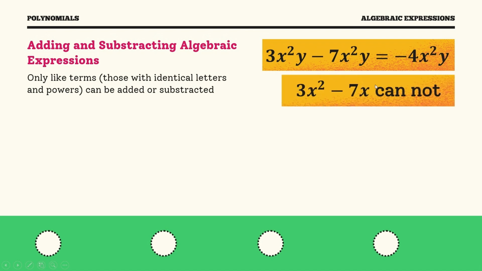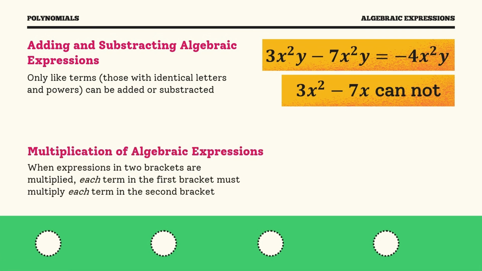But we can't subtract 3x squared minus 7x because they don't have identical powers. They have identical letters, that is x, but the powers are not the same. One is a square and the other one is just x.